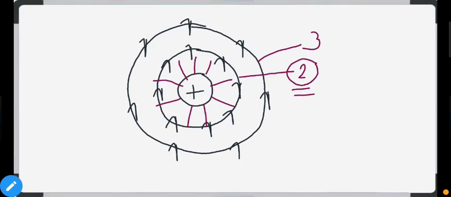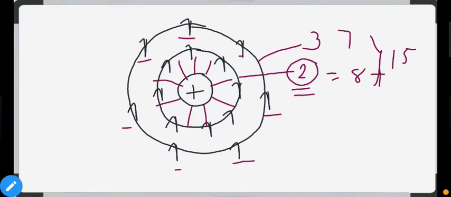The number of protons inside the nucleus will increase. Suppose in this case initially we have 8 electrons in the second orbital and 1, 2, 3, 4, 5, 6, and 7 in the third orbital. So the total number of electrons is 15. The same number of protons will obviously be present inside the nucleus, so we have 15 protons. That represents phosphorus, so we have a phosphorus atom here.